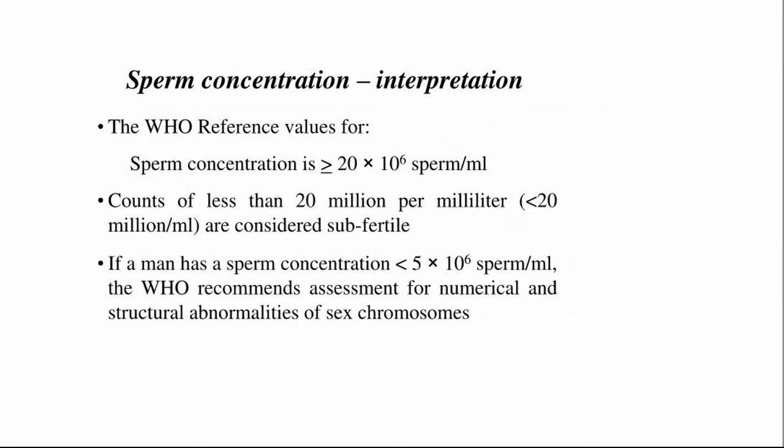The WHO reference values for sperm concentration: if it is more than or equal to 20 into 10 to the power 6 sperms per ml. Count of less than 20 millions per ml is considered to be subfertile. If a man has a sperm concentration less than 5 into 10 to the power 6 sperms per ml, the WHO recommends assessment for numerical and structural abnormalities of the sex chromosomes.